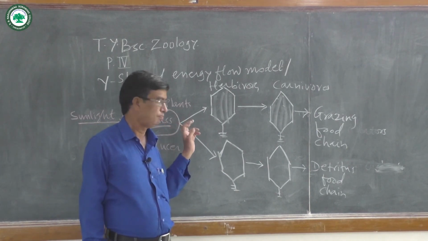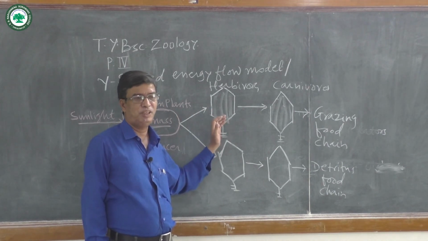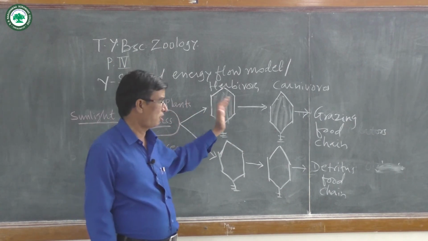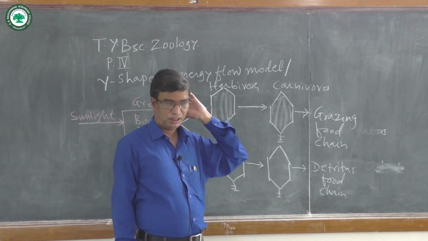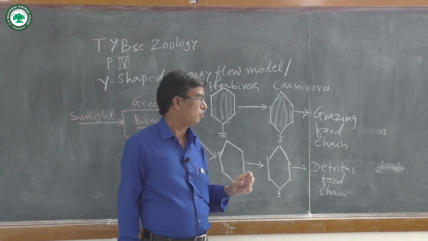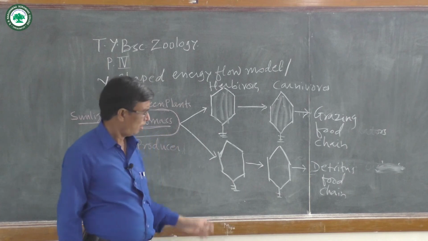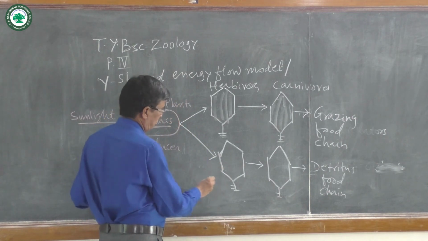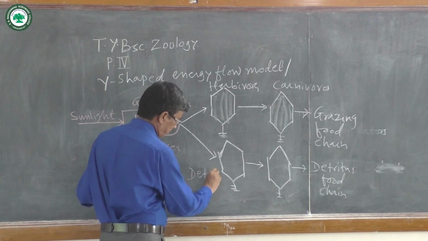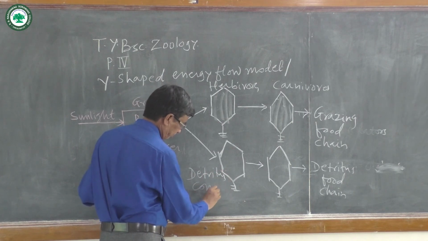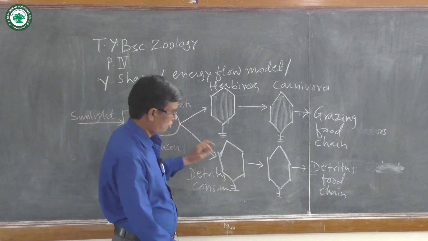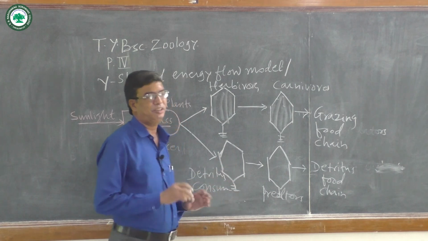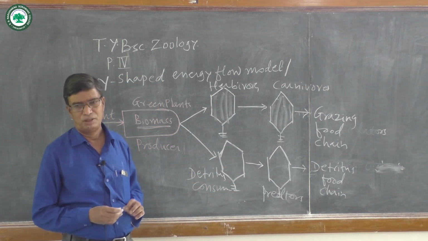Producers produce energy. That energy is transferred in the body of herbivores when they feed upon grass or plants. When carnivores feed on herbivores, energy is transferred in the body of carnivores. And that kind of transfer of energy is called as grazing food chain. And there is another food chain, that is a detritus food chain. Here, this one box indicates detritus consumers, and this one box indicates predators, that is detritivores.